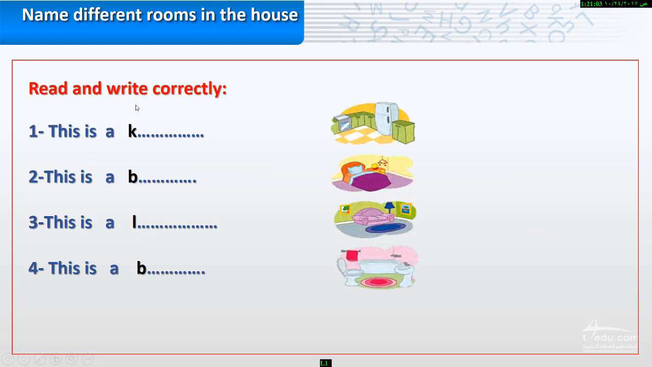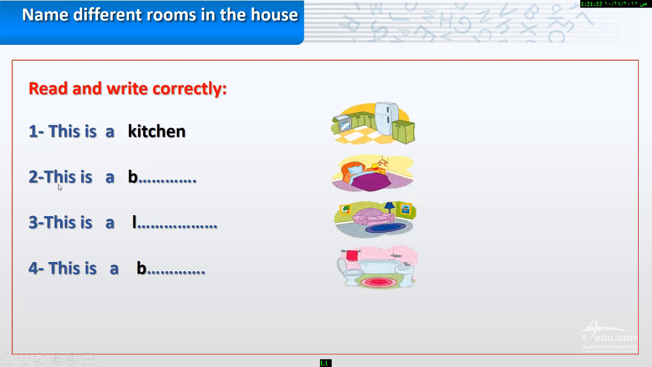Read and write correctly. Number one. This is a, and he gave you the first letter from the word. This is what? Do you remember where your mother cooks? Excellent. Your mother is cooking in the kitchen. That's right.